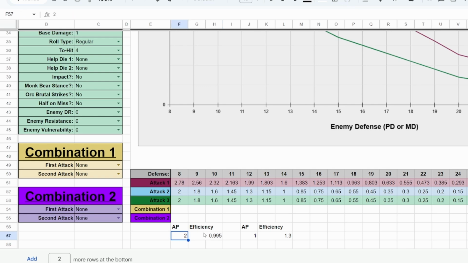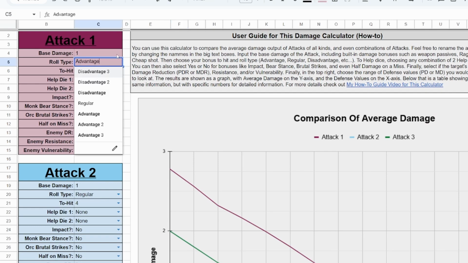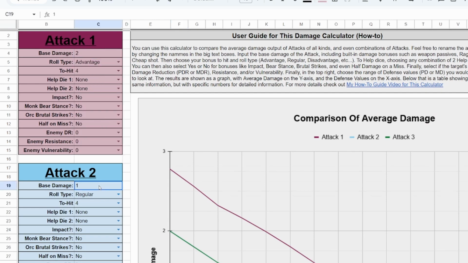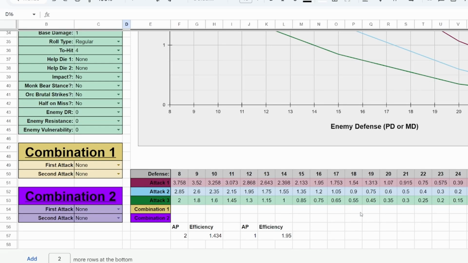So let's think about a different situation, or let's change the math in this situation. Let's say that this attack over here is going to have 2 base damage, and so is this regular one, right? So I've got 2 attacks, one with 2 base damage and no advantage. That's this one over here. And I've got an attack with 2 base damage and advantage, and this one's over here, right? And we can see that still the efficiency is lower when I'm spending the AP for advantage than it is when I'm not spending the AP for advantage.